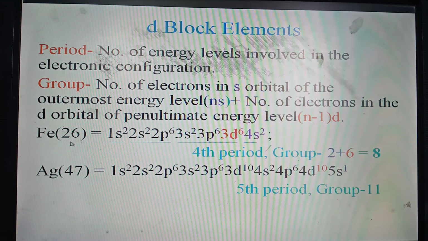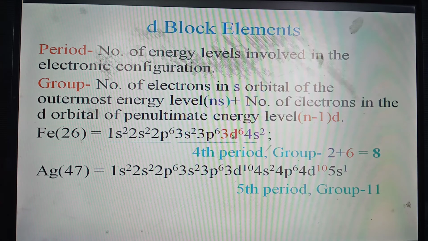Iron, with atomic number 26. The electronic configuration shows that the last electron is going to the d orbital, so it's a d block element. The electrons are distributed in 4 energy levels, so it is placed in the 4th period.